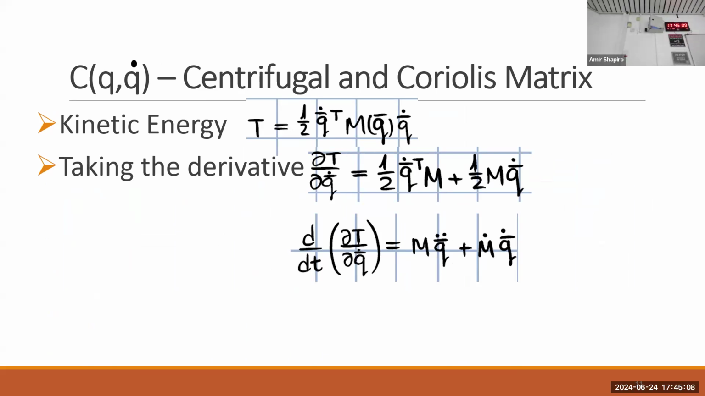So let's start with the kinetic energy. Kinetic energy is half q dot transpose M q dot. We take the derivative of the kinetic energy with respect to q dot, the velocity of the configuration. When we take the derivative, it's a multiplication, so we take the derivative of a product. First, we take the derivative of q dot transpose M q dot. So the derivative of M q dot is M. We're left with half q dot transpose M. This is the first part. And the second part is taking the derivative of this q dot actually. So we're left with half M q dot.